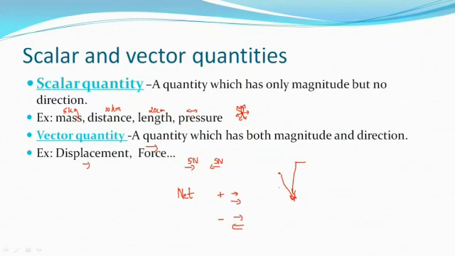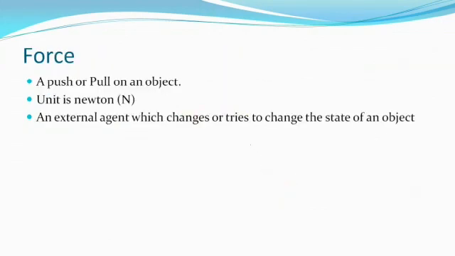Let us recall what we have learned in this chapter. The first thing is force. A push or pull on an object is called force, and the unit is Newton. When we performed so many activities, children, we saw that in some cases the force was able to move the object. In some cases, the force was not able to move the object. And we also learned that the force is an external agent. So we said an external agent which changes or tries to change the state of an object is called force.